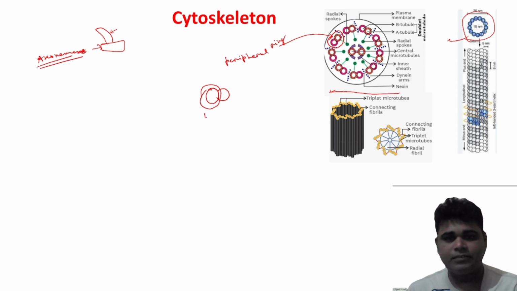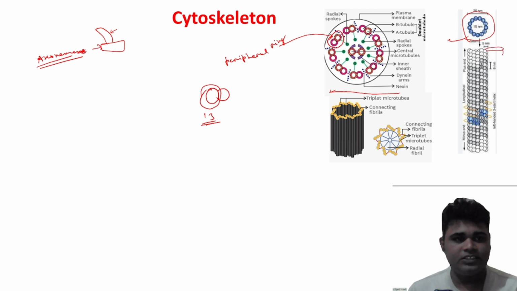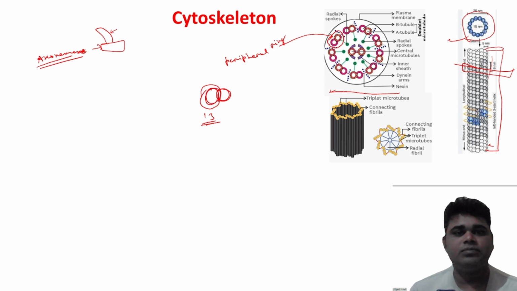That means 13 protofilaments are present, and to this one tube, for example, another tube is joined. Same like structure. So that means if we take the cross section, it looks like this. That means one, and another is another structure. So this is the main structure like this. So this is called the peripheral ring.